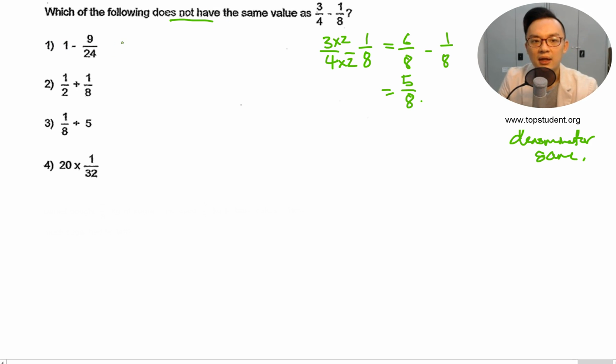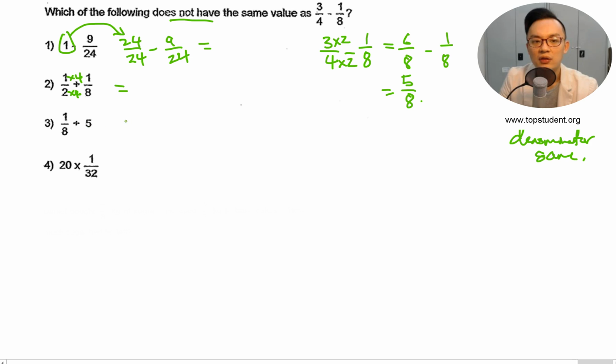So 1 minus 9 over 24 is 24 over 24 minus 9 over 24. Right? You need to realize that 1 is actually 24 over 24. You need to make it in the same denominator. Alright? So 24 minus 9, work it out. Simplest form, see whether it's the same. Half plus 1/8, same thing, times 4, times 4. So see whether it's the same.